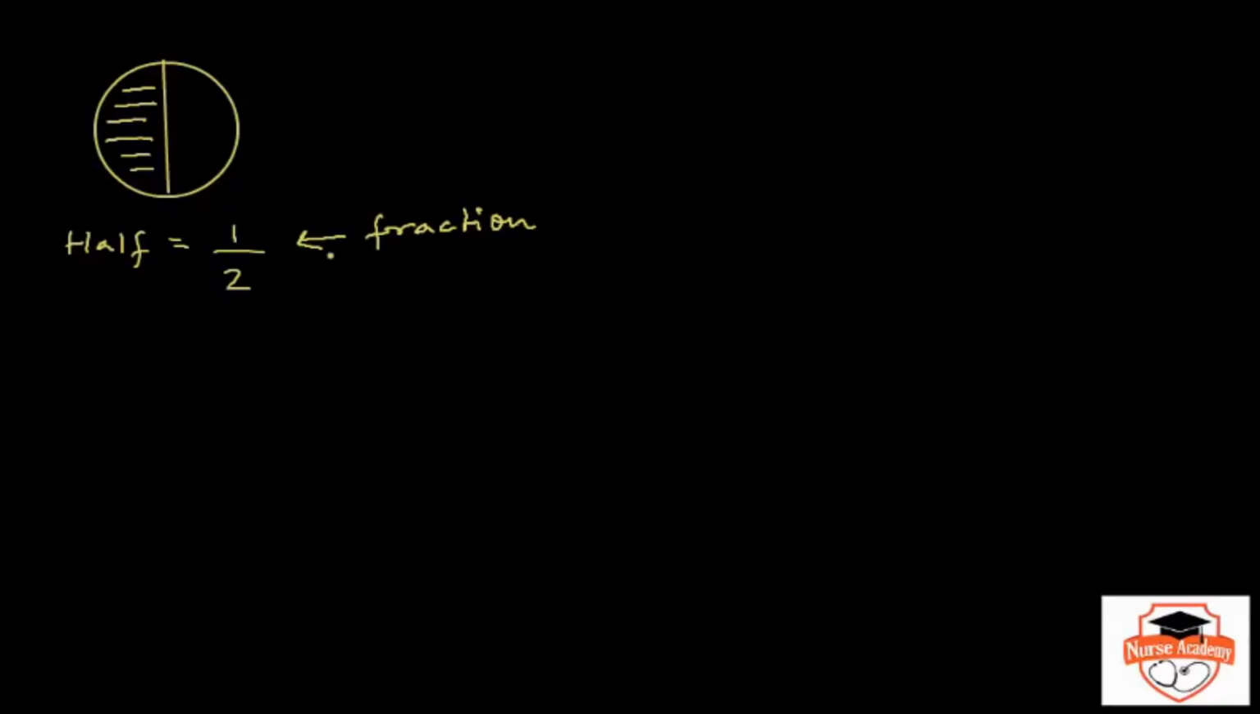In a fraction, the number on the top is the part, 1 part, out of the number on the bottom, which represents the whole. So the whole is 2 parts. In other words, you cut the whole into 2 equal pieces or 2 equal parts, and you have one of them, the number on the top.